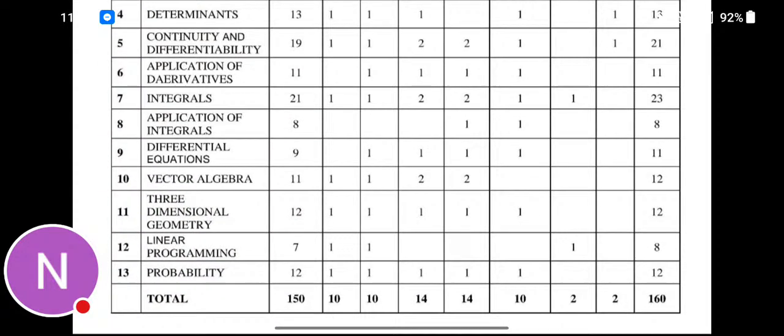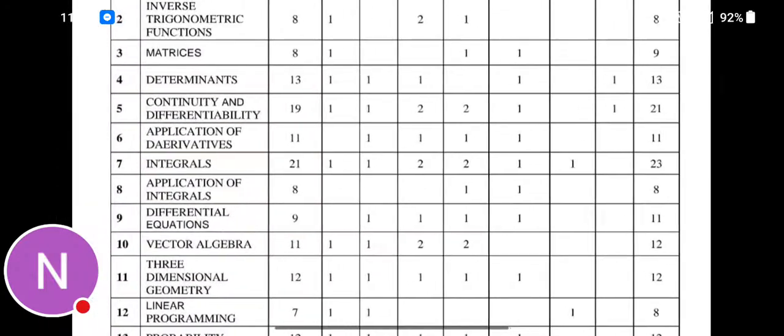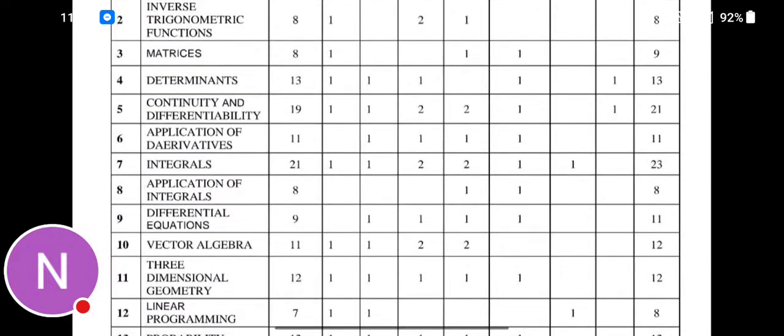And from applications of derivatives, you will get 1 question for 1 mark, 1 question for 2 marks, 1 question for 3 marks, 1 question for 5 marks. Totally you will get 11 marks. And integrals, from this chapter you will get 1 MCQ, 1 question for 1 mark, 2 questions for 2 marks, 2 questions for 3 marks, 1 question for 5 marks and 1 question for 6 marks. Totally 23 marks you are getting from this chapter.